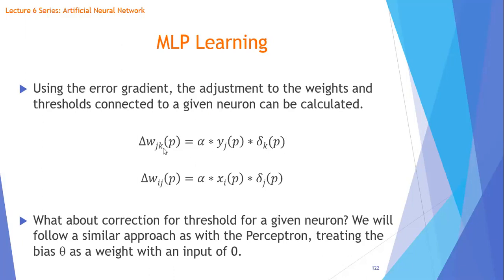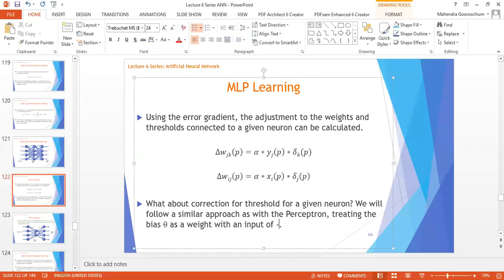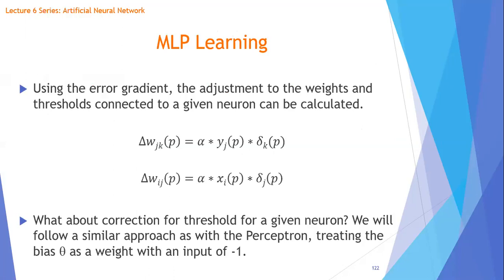Just like we did for the perceptron, we already discussed how we apply the same principle that we use for the weight correction to the threshold. So a small mistake here, I'm just going to correct that quickly. So then input of -1. Input of 0 is an input of -1. We've seen that earlier. So the way we're going to correct the threshold is very simple.